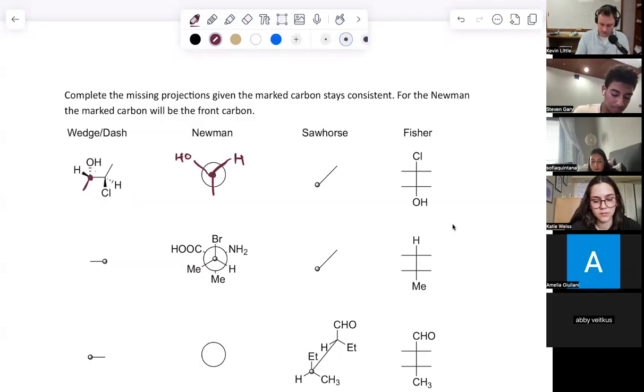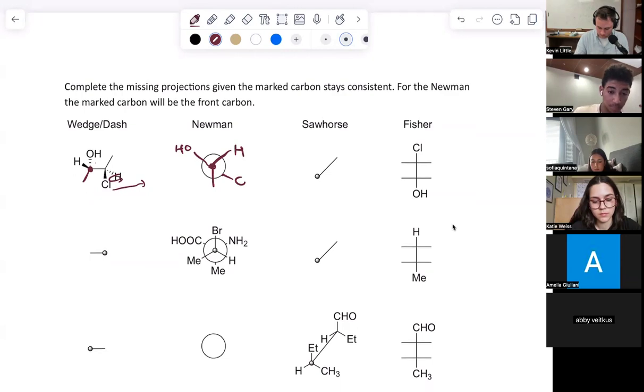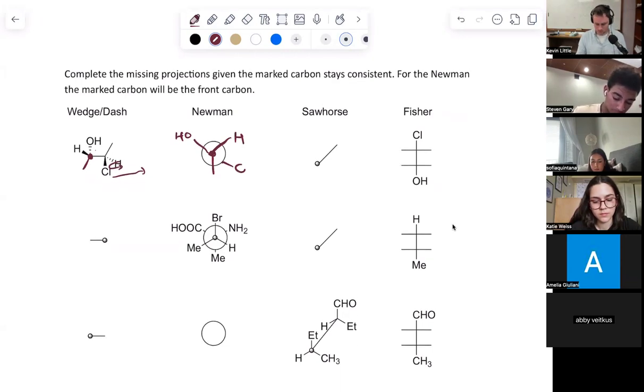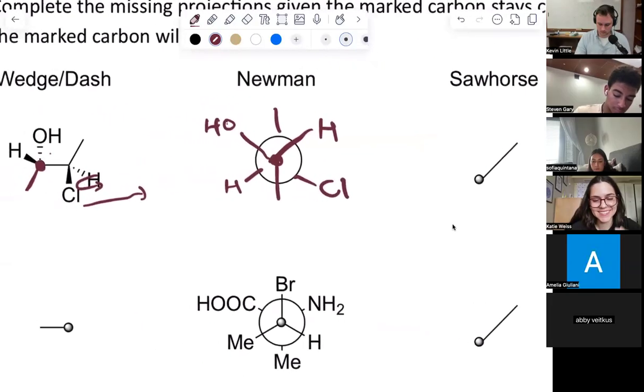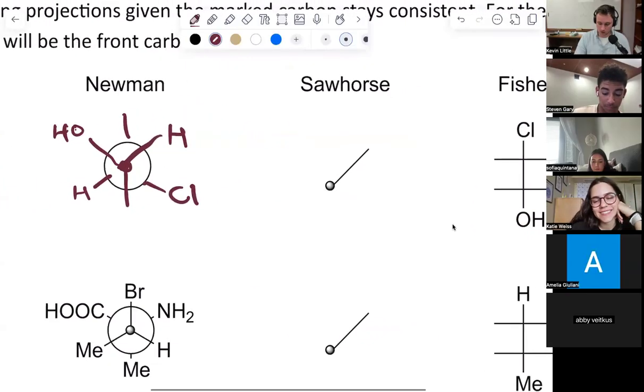That means that when I turn this, this chlorine is going to go this way and the hydrogen is going to go this way. So the chlorine's going to be here, hydrogen's going to be here, and the methyl's going to be straight up. So all a sawhorse is just a redrawing of the Newman slightly askew.